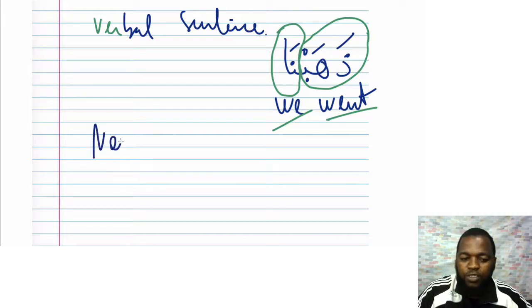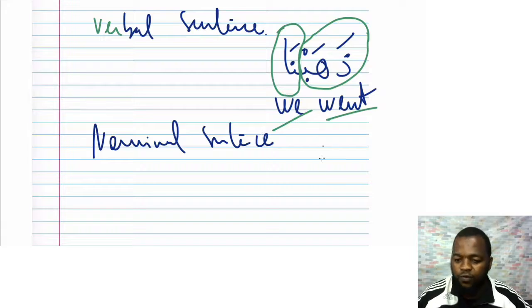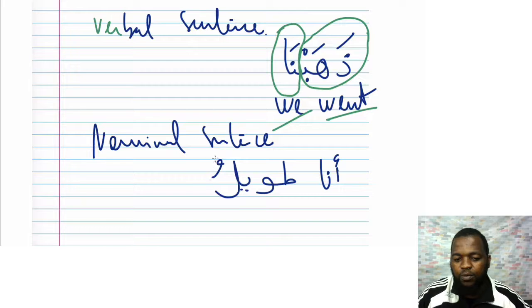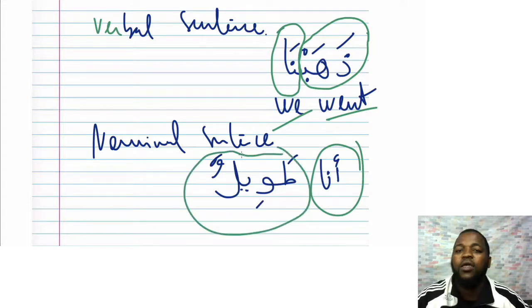Now, for a nominal sentence, well, a nominal sentence is simpler, and we have studied that. We have to identify the subject and the predicate. For example, I write here: Ana طويل. What is the subject? Here is the subject. What is the predicate? Here is the predicate. And how do you describe this predicate? It's a noun, طويل, right? Yes, this is the difference.